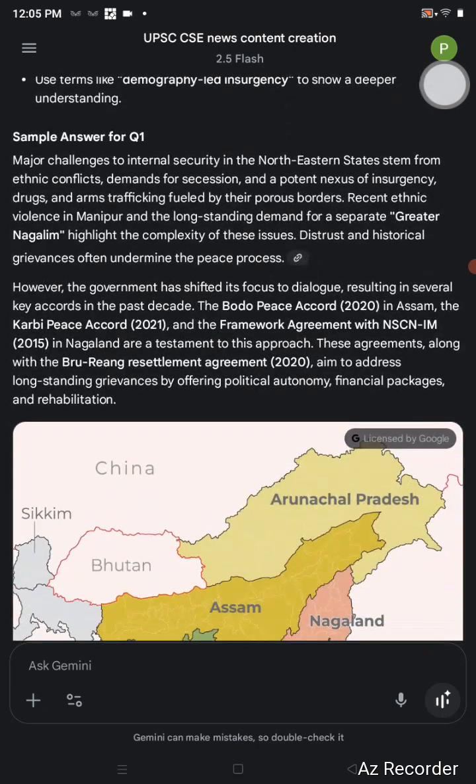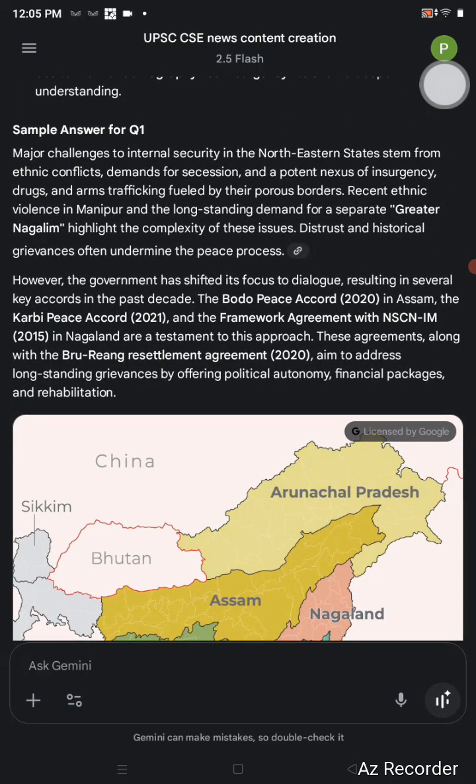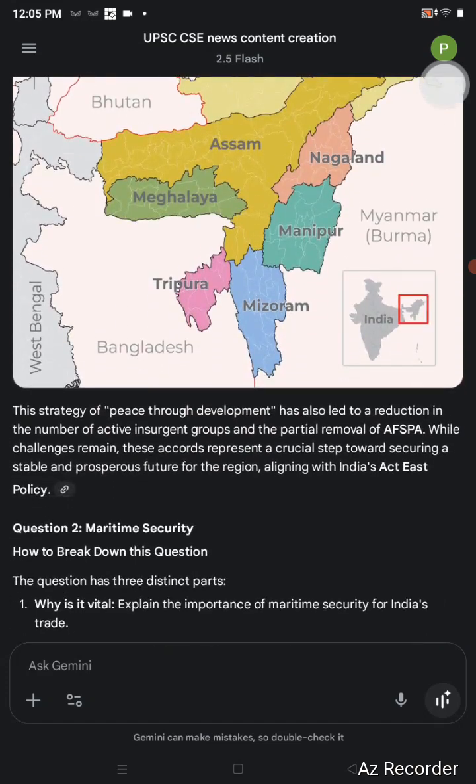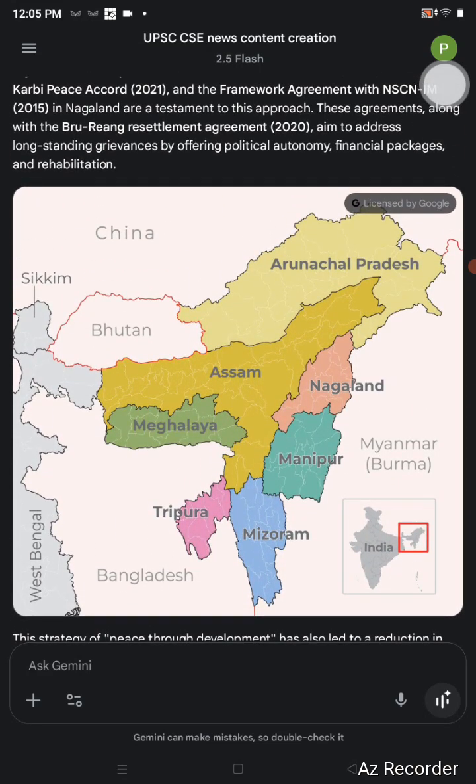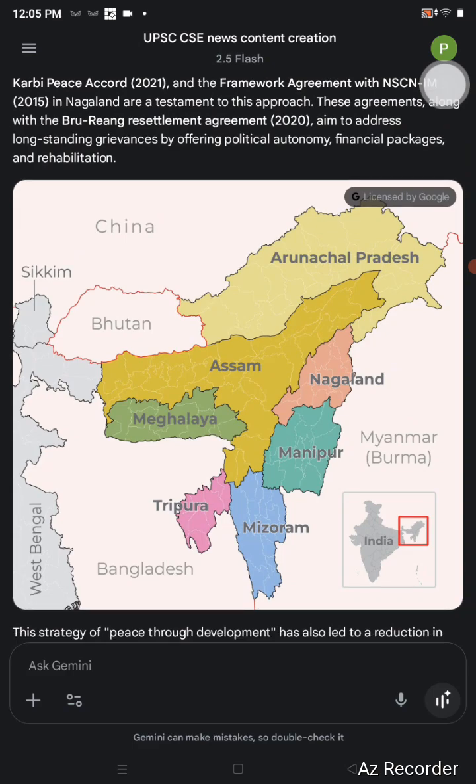So here is the sample answer to the question. If you want, I can provide it in the Telegram section. This is the map. People can see Nagaland and how it is attached with which states and the country.